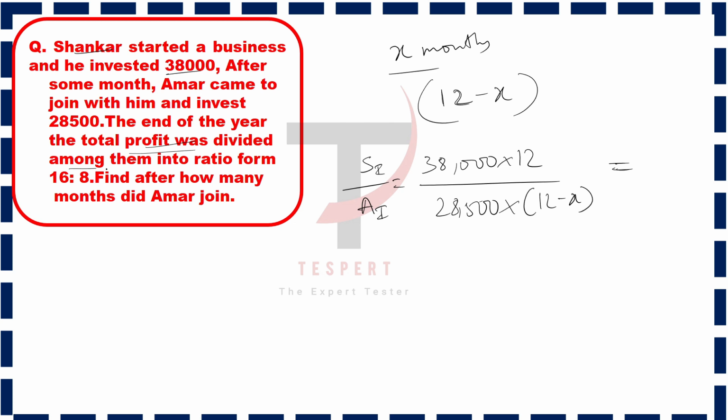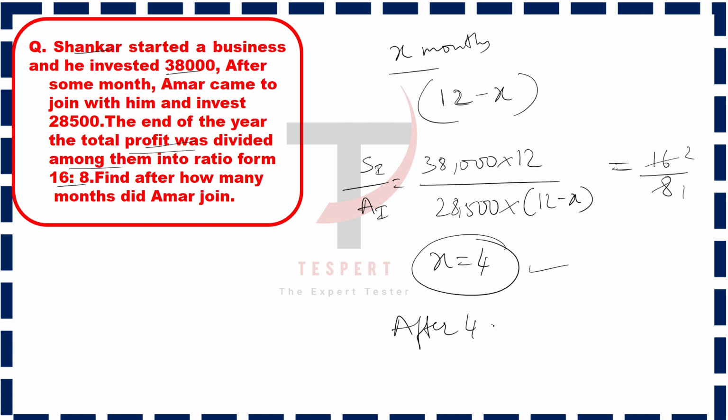The profit was divided among them in the ratio of 16 is to 8. So calculate this and you will get X as 4. So 16 by 8 means 2:1, right? So cross multiply and calculate, you will get X is equal to 4. So after 4 months, Amar joined the business.